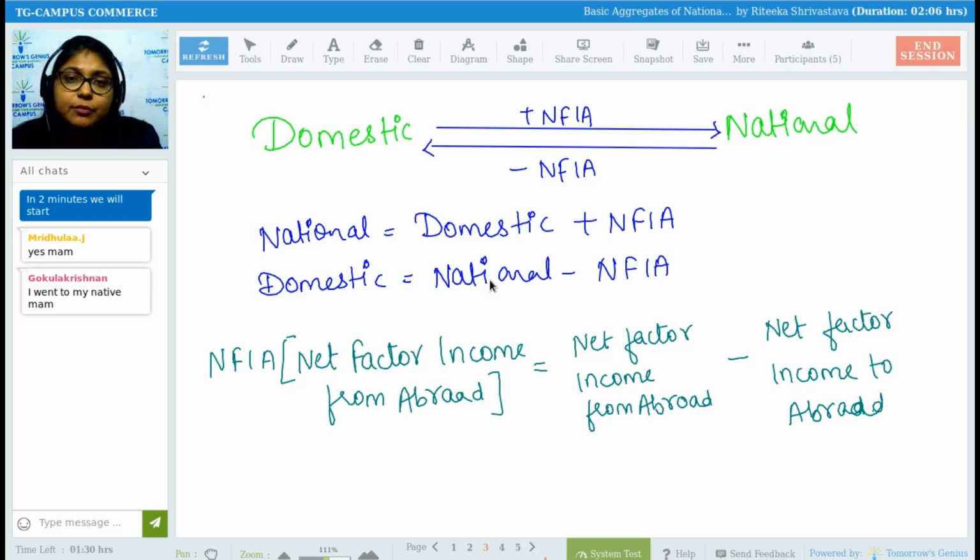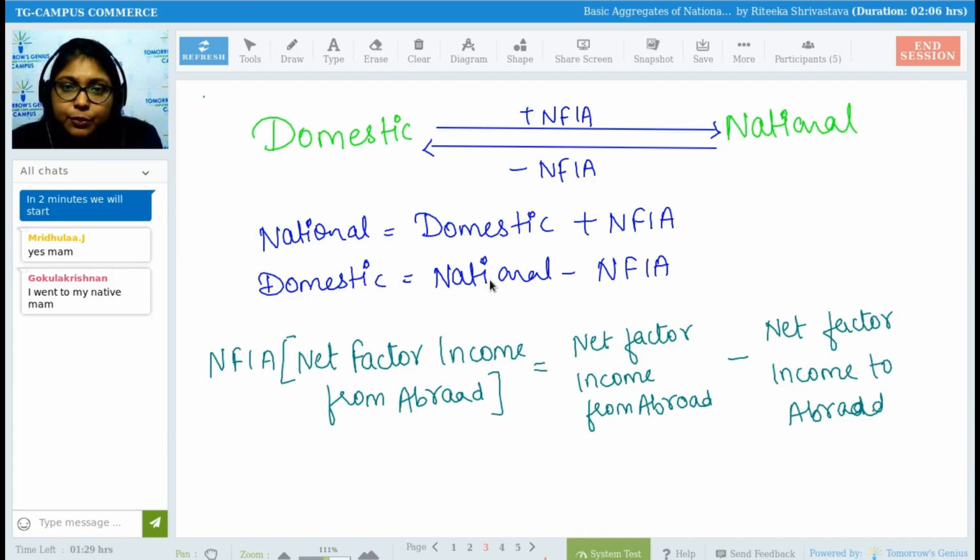Okay, so what is the relationship between domestic and national? There is a relationship of NFIA. NFIA is nothing but the income received from abroad. In domestic income, we do not consider the income which we have received from abroad. But when we calculate national income, we do include the income received from abroad. So if you want to find out domestic income, you will have to deduct NFIA from national income. Same way, if you have to find out national income, you have to add NFIA to domestic income.